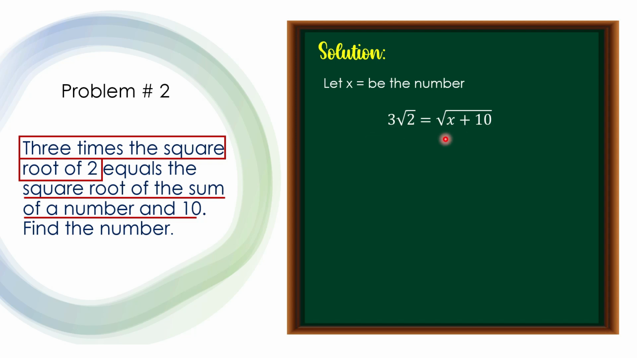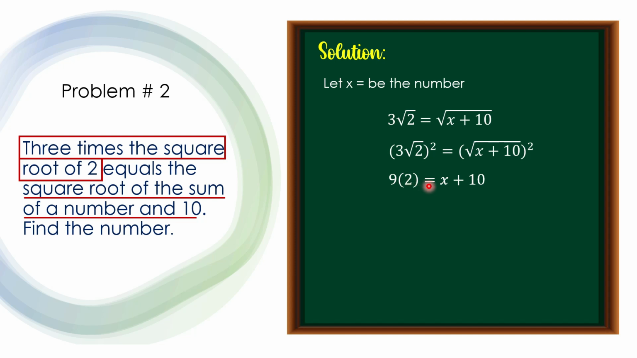So from our equation, let us now apply solving radical equations. Therefore, from here, we will raise both sides by 2 to remove the radical symbol on both sides of our equation. So we have the square of 3 square root of 2 is equal to the square root of x plus 10, squared. And this will be equal to 9 times 2, since 3 times 3 is equal to 9, and square root of 2 raised to 2 is equal to 2, since we are just considering the radicand.